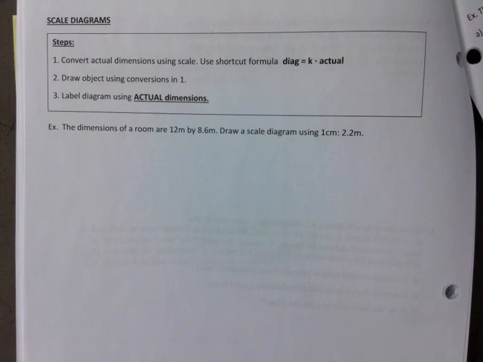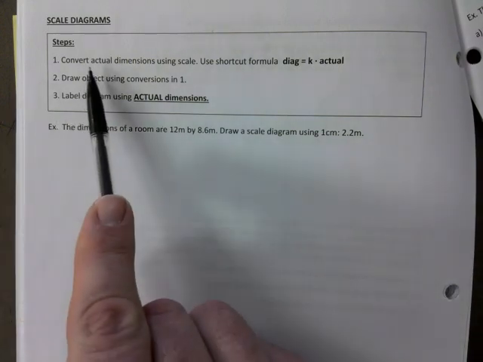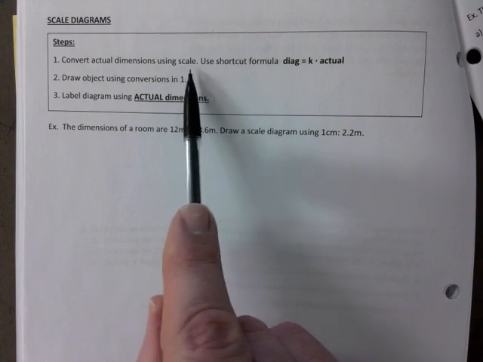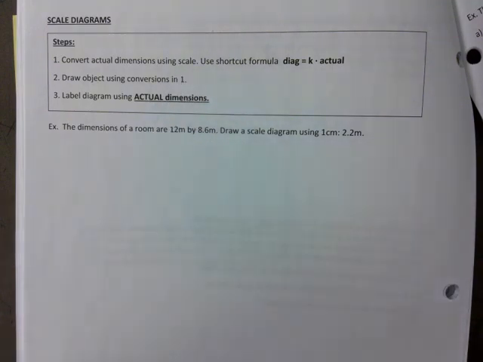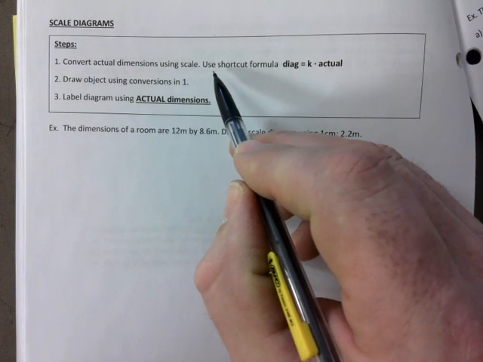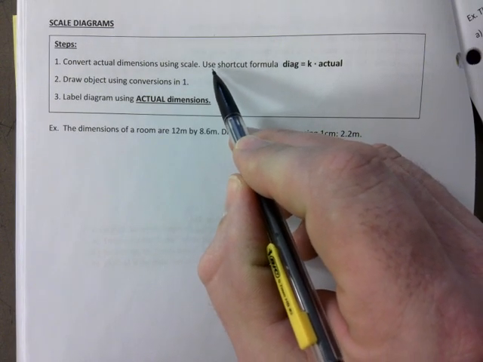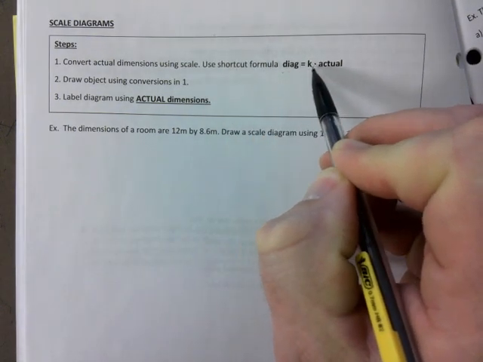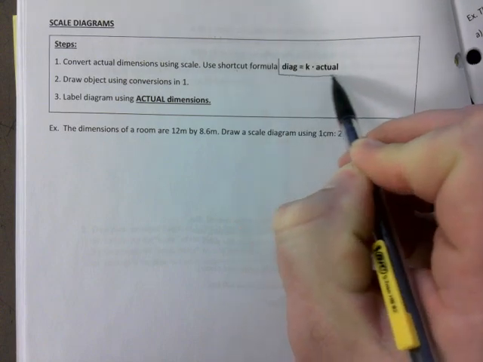Scale diagrams, you're not going to see a whole lot of them, but maybe one on the test here and there. So this is page 27. These are the steps, really. Convert your actual dimensions using the scale, or a scale factor, I should say. It depends on what you're provided. You can use the shortcut, which is that diagram is k times the actual. This is just a shortcut.